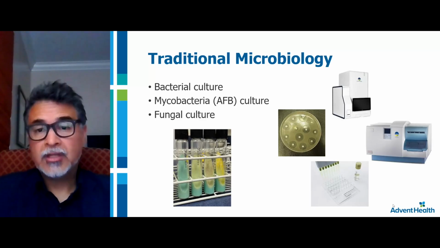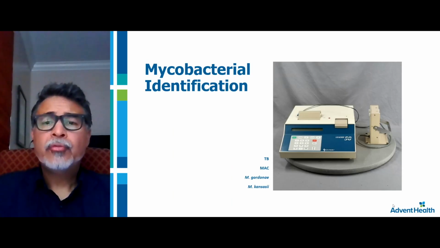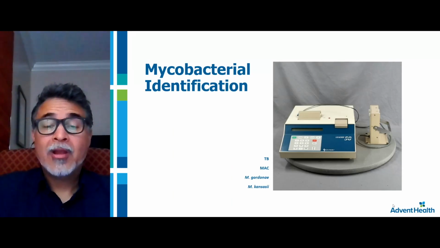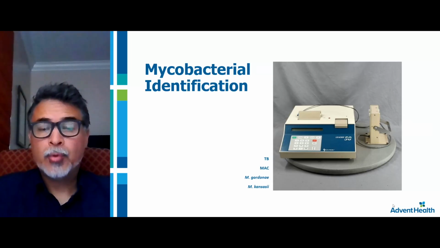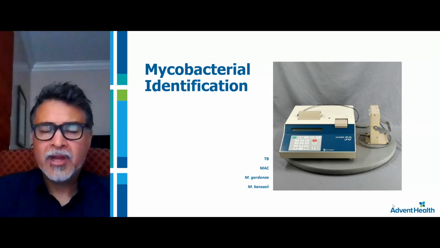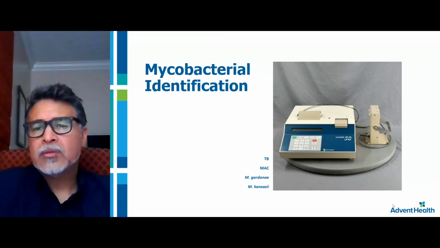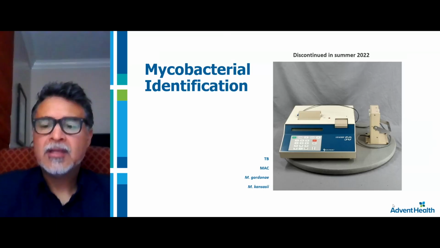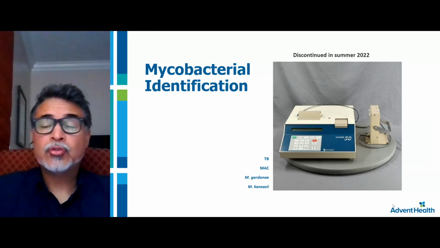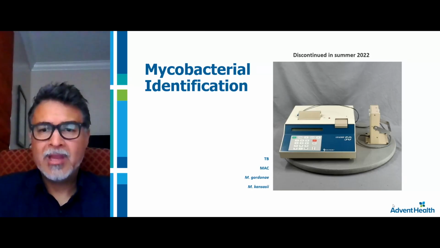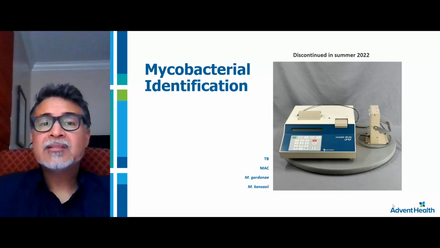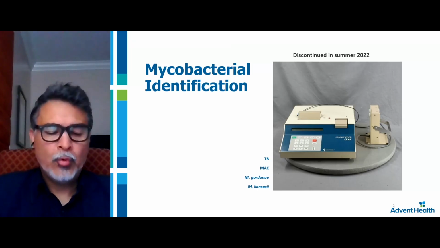We perform morphological identification. For years, for mycobacterial identification, we used an instrument called the GenProbe, able to identify a group of mycobacteria, specifically TB and MAC, which were the most predominant and the high prevalence ones for us. But this instrument was discontinued in summer of 2022. So at this point, the identification of TB and MAC, our main use for this platform, has to be sent out to a reference laboratory. Beside the non-TB mycobacteria, now we have to add the volume of this group of organisms.